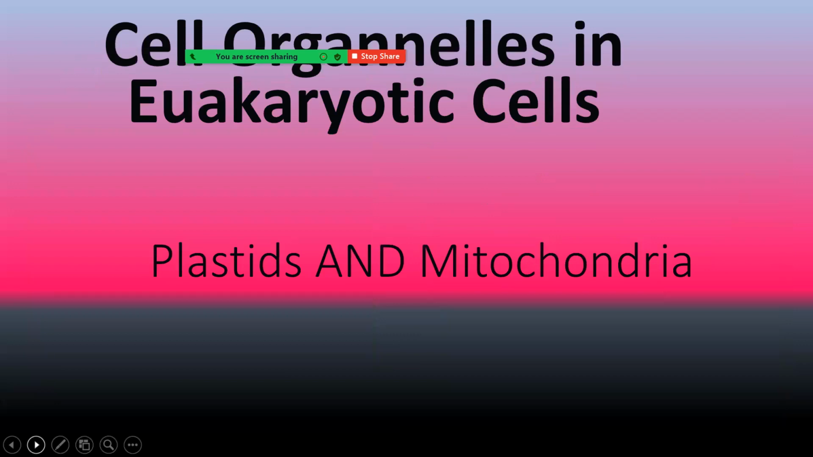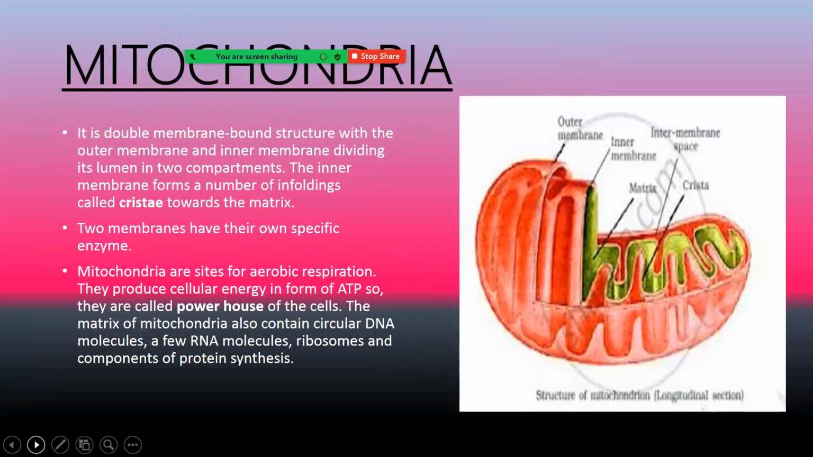Now, after that, let us start with cell organelles in the eukaryotic cell. I'll be discussing 2 organelles, one plastids and another mitochondria. Let me first start with mitochondria, because you have studied in junior classes that it's known as the powerhouse of the cell. Why? Because it produces cellular energy in the form of ATP.